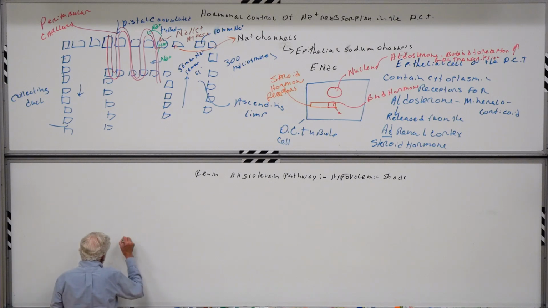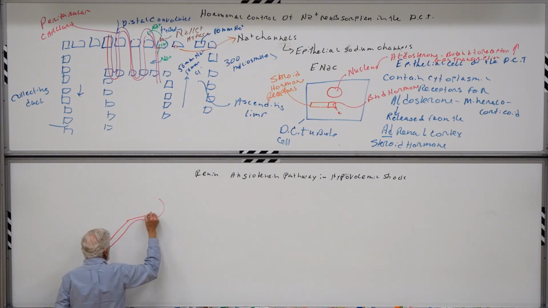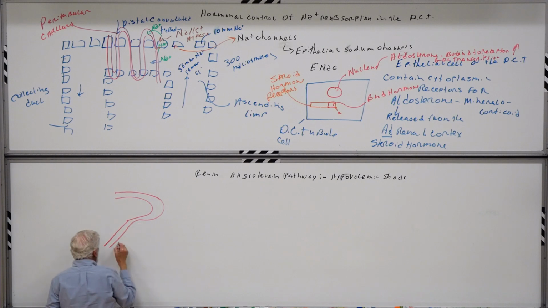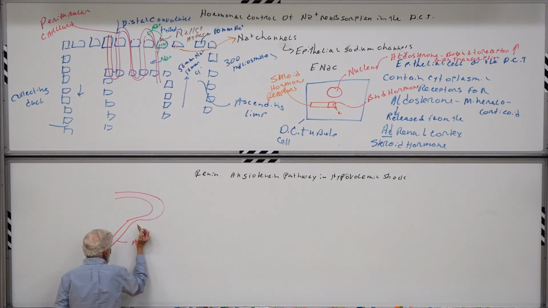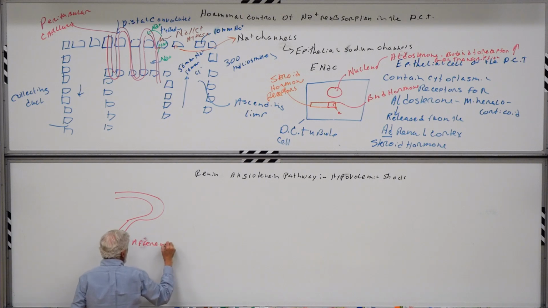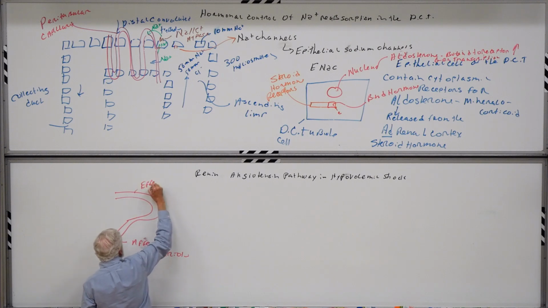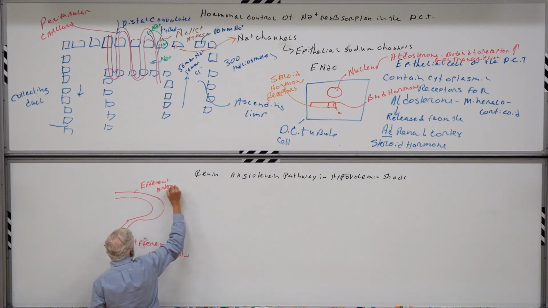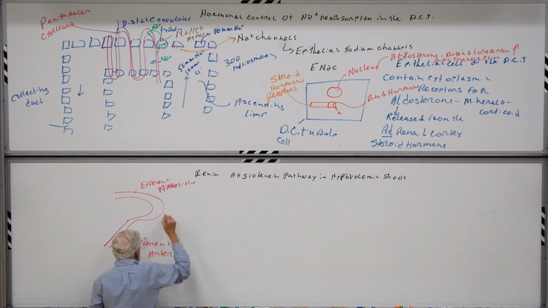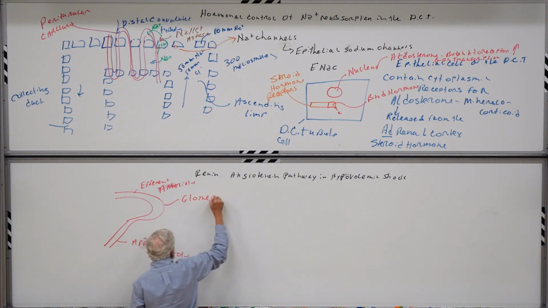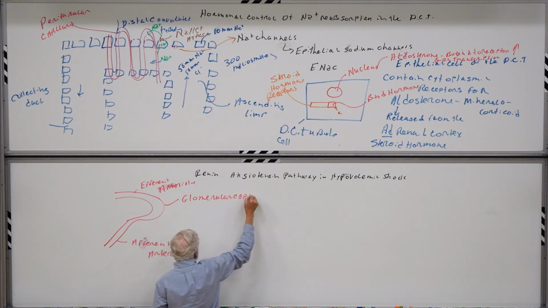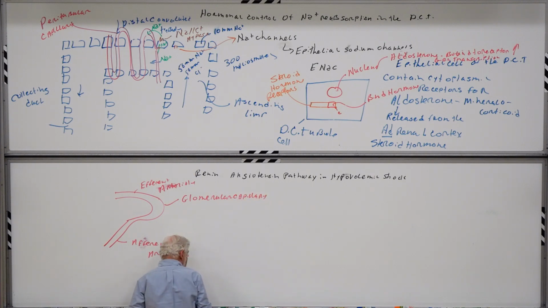We'll begin here with a structure we've talked about a whole bunch of times. Where this is the afferent arteriole. This is the efferent arteriole. And this is meant to be the glomerular capillary, as we've described before, and it's nestled in Bowman's capsule.